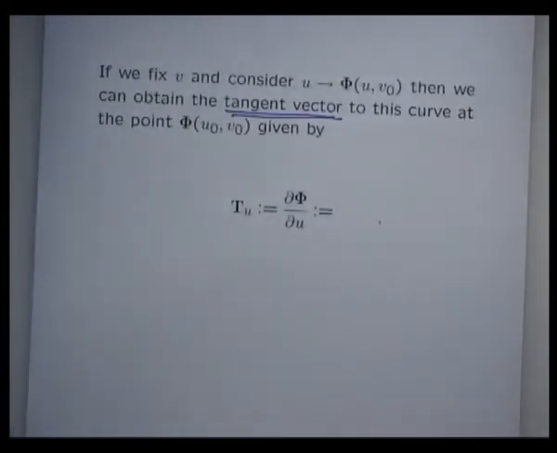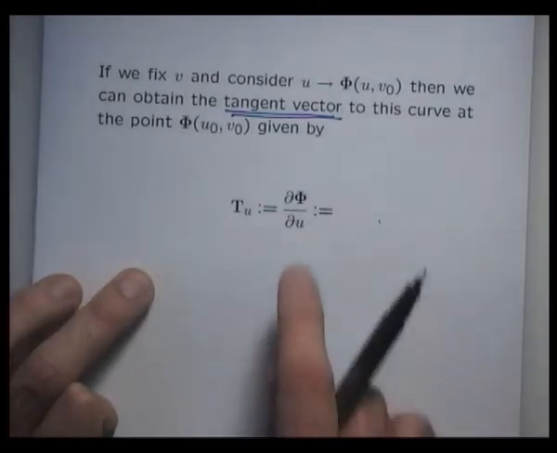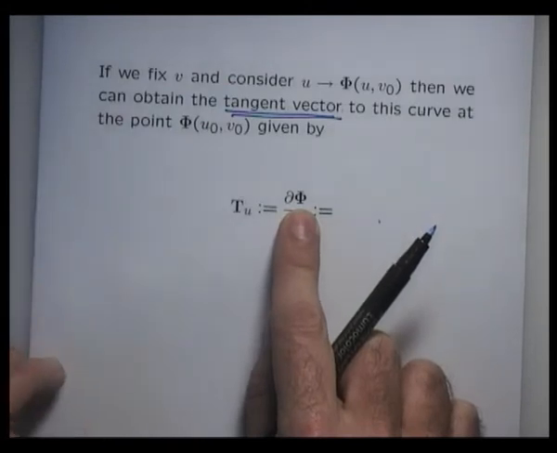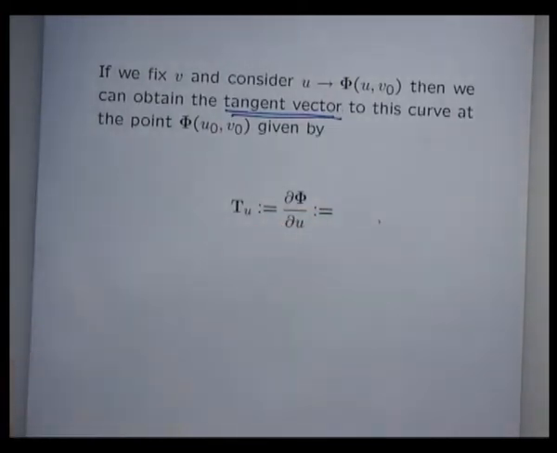All right, so what do we mean when we say this tangent vector? All we do is we differentiate the components of our parametrization with respect to u in this case, right?